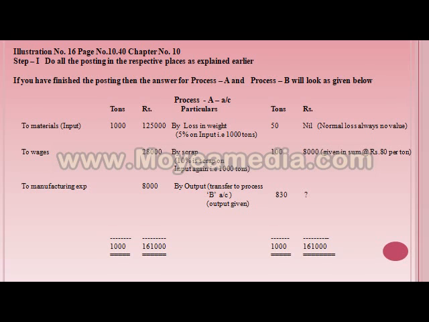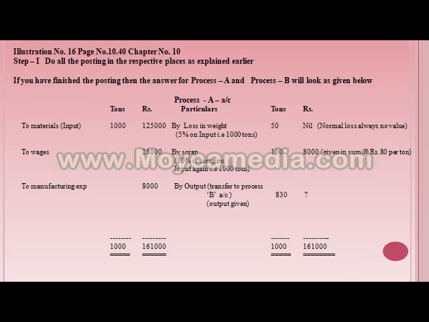So let us do the posting now. Open the ledger for process A and process B simultaneously with the columns: particulars as the first column, then tons as the second column, and amount as the third column for the debit side. The same you repeat for the credit side as well: particulars, ton, and amount.